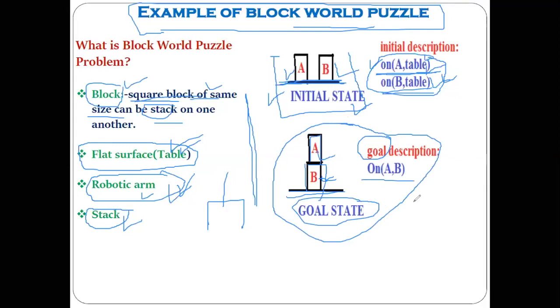On A comma B means A is on B. Is there A on B? You got the point? Yes, sir. You got the initial state and you got the goal state?